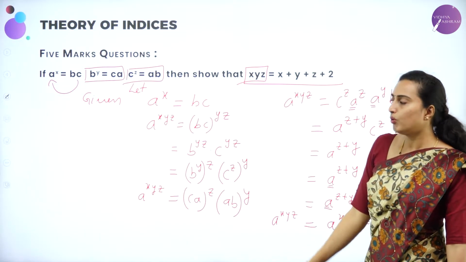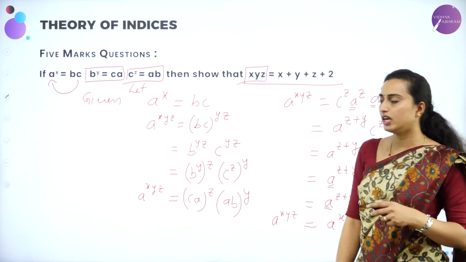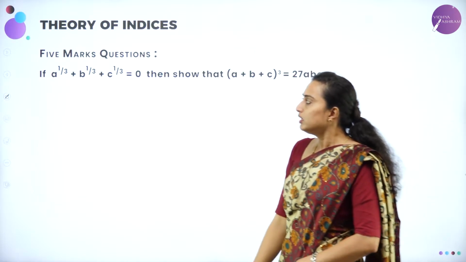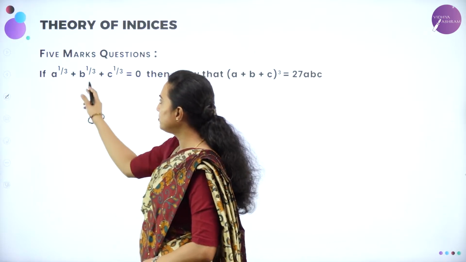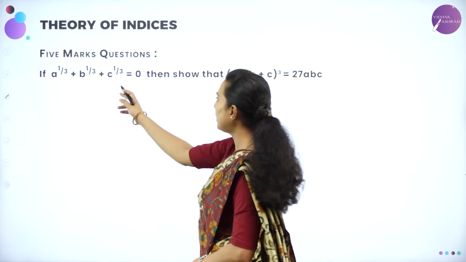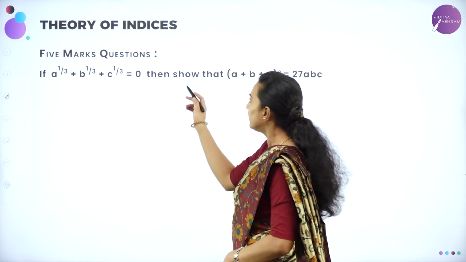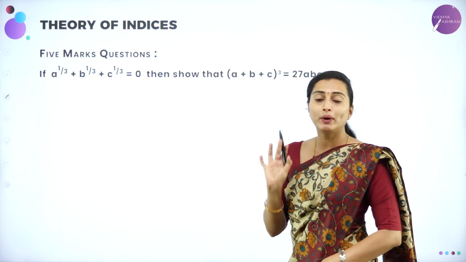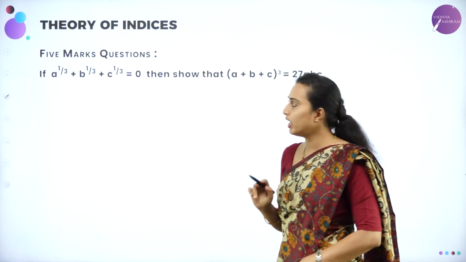Observe carefully what all the steps I have done here. Got it? We'll be moving on to the next problem. If A power 1 by 3 plus B power 1 by 3 plus C power 1 by 3 equals 0, then show that A plus B plus C whole cube is equal to 27ABC.